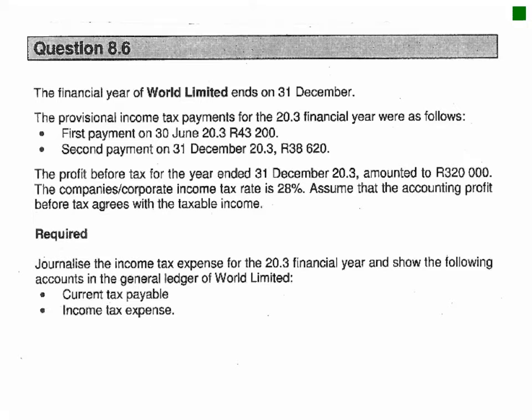In question 8.6, we are going to journalize the income tax expense for the 2003 year, and then we're going to do accounts in the general ledger. We're going to do the current tax payable account, which is your liability account, and the income tax expense account for the year. Okay, so the year ends on the 31st of December and the provisional income tax payments for the 2003 year have been made. At the 30th of June we paid 43,200 and on the 31st of December we paid 38,620.